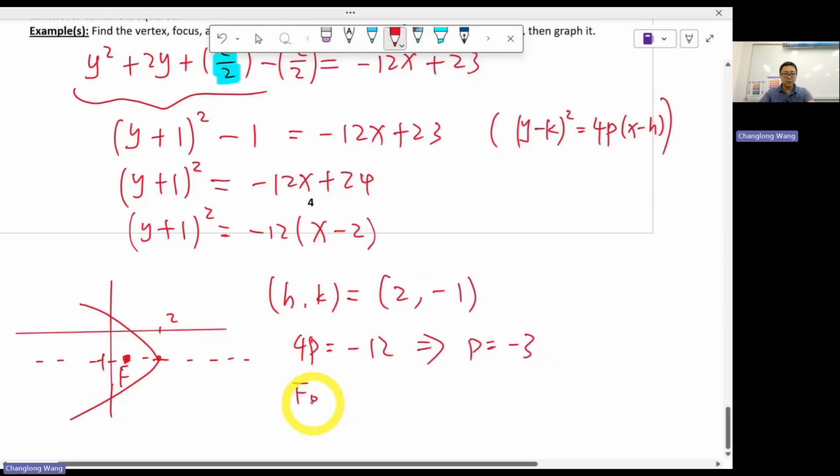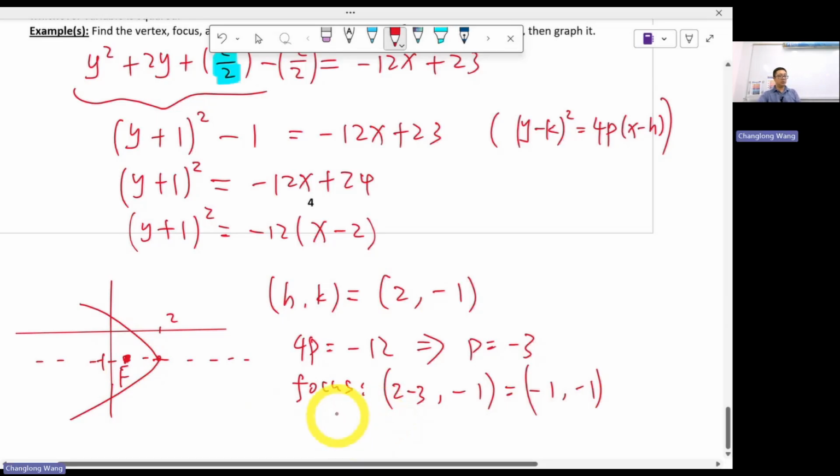Therefore, in this case, the focus will be at the same vertical elevation as the vertex. So I should keep the same vertical coordinate, -1. But in order to go to the left by 3 units, I need to subtract the 3 from 2. So we're looking at (-1, -1). That's where the focus is.